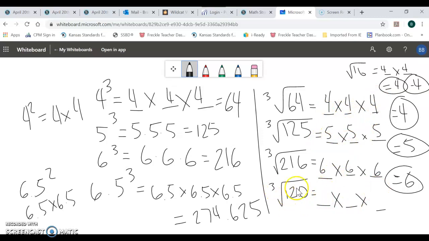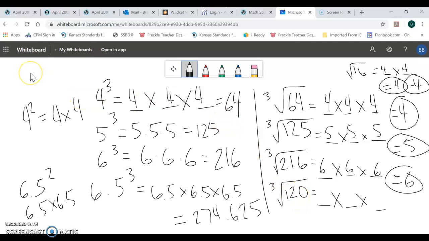This is a total type it in the calculator and see what you get thing, because you can't really figure this out by trying out the multiplications. You'd be trying it all day if you tried 4.1 times 4.1 times 4.1. I don't want you to do that. I want you to type it in the calculator, cube root of 120, and find out what it is.